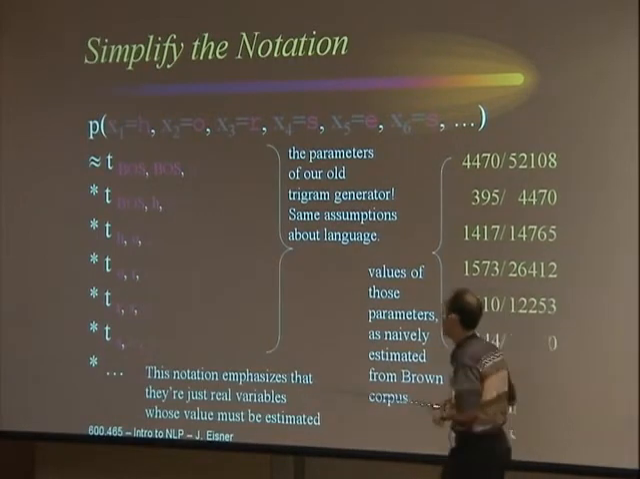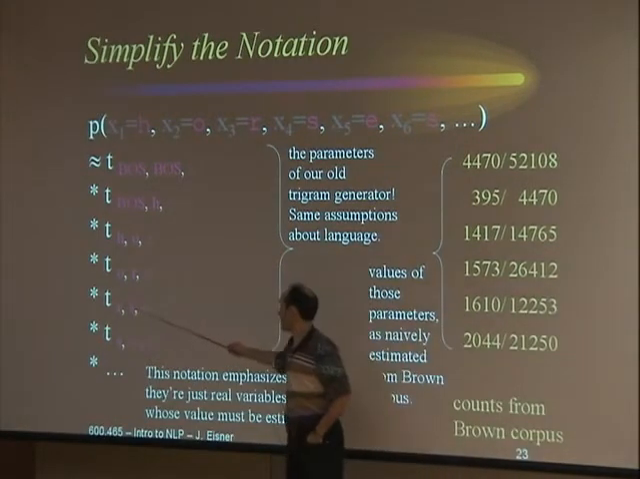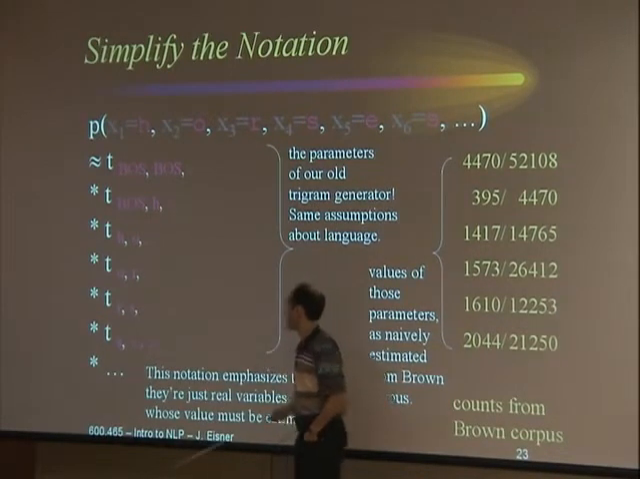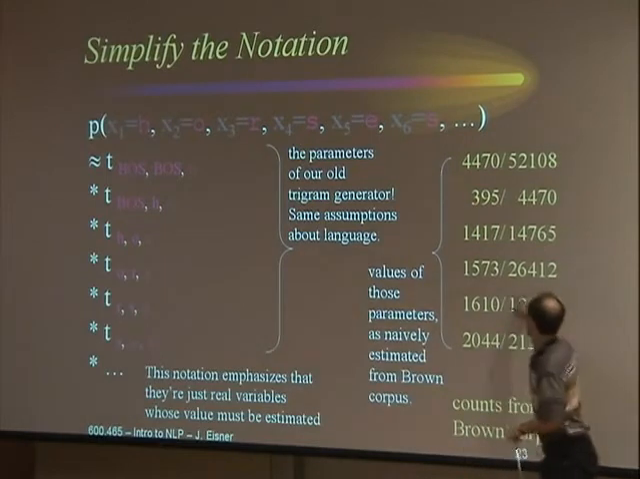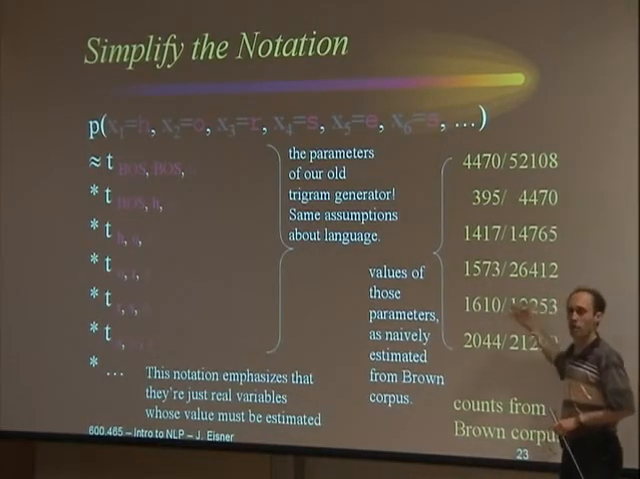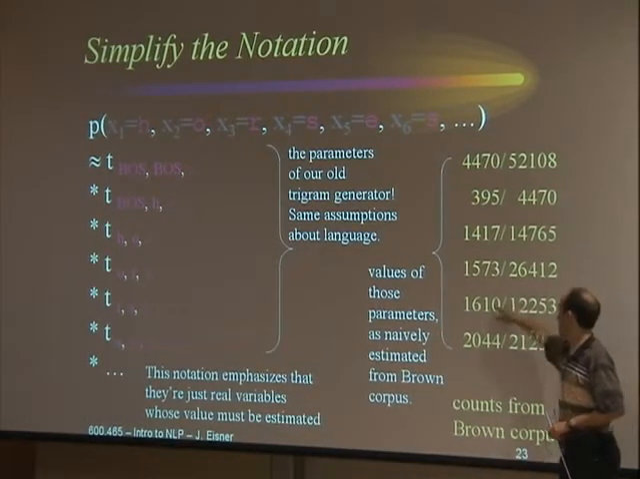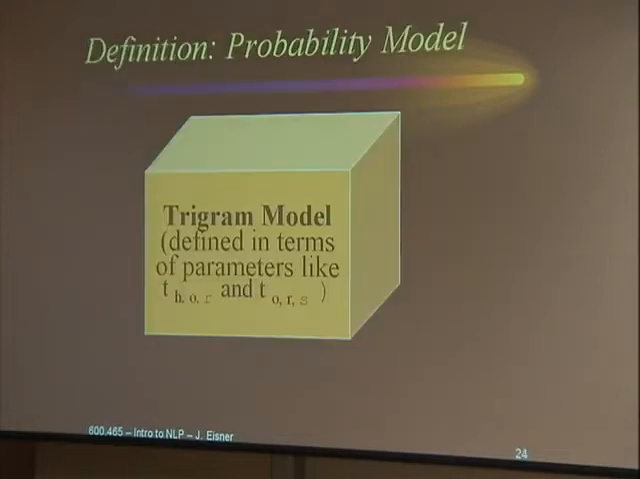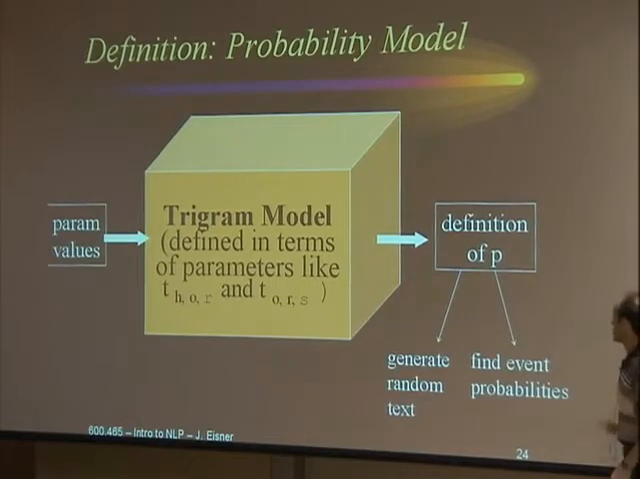So if you want to know what the probability is of E given R and S associated with this trigram, you would look that up. And here's the number that you would get. And how do you get it? Well, where did that number come from? It came from counting things up in the Brown corpus. So here's our trigram model. Given a particular set of values of the parameters, we get a definition of P.